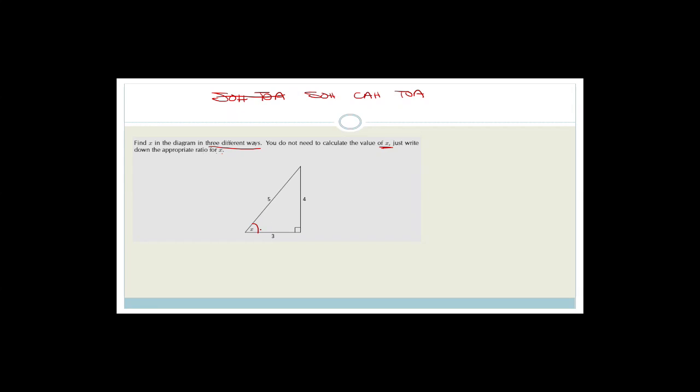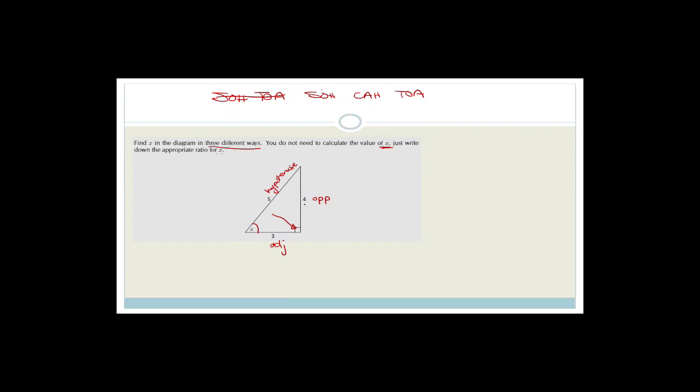So we want x, and they want three different ways. So yes, sine, cos, and tan. Obviously we're going to apply all of these. Let's start with sine theta. Before we do that, let's just work out our sides. Do you agree that this is the hypotenuse? Because it's opposite the 90 degrees. This is the adjacent because it's next to the angle. And this is the opposite side.